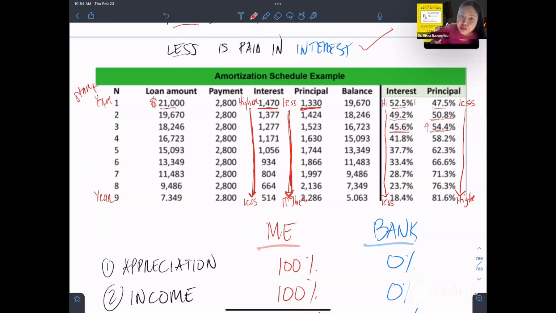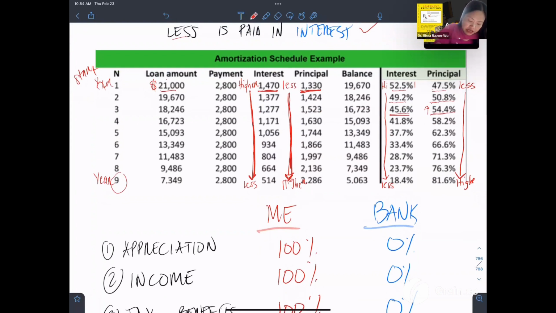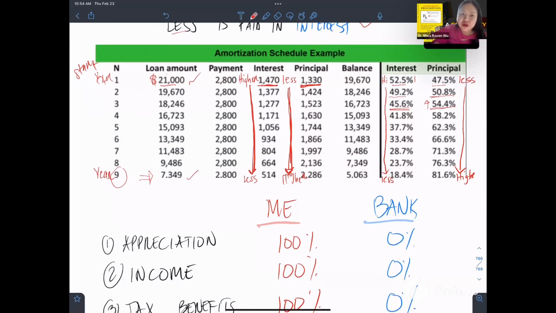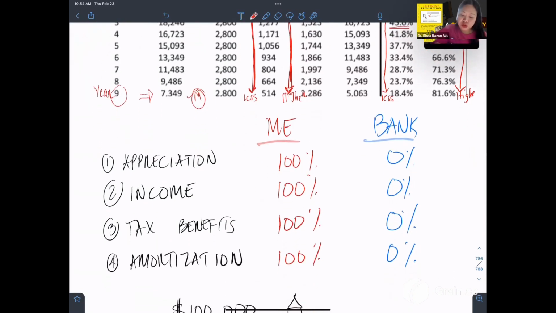So you will see a breakdown over time. 30 years in this example is 9 years, what your interest and principal breakdown is. And you will know, let's say, for example, in this case, at 7 years, because you've paid your principal and interest down, then from 21,000, now after 9 years, you have 7,349,000 left in that you owed mortgage to the bank.